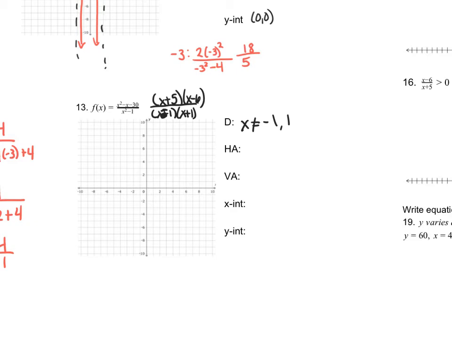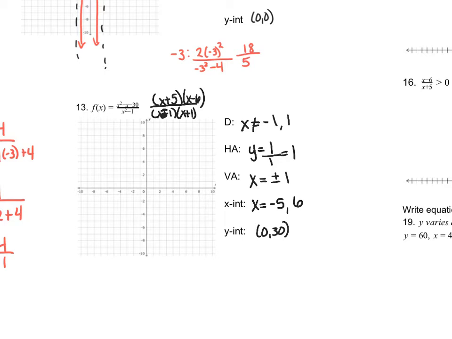All right, so my horizontal asymptote, I set the first number I see on top over the first number I see on bottom, which is 1. My vertical asymptote, x equals plus or minus 1. My x-intercept, I set the top equal to 0 and solve. I got x equals negative 5 and positive 6. For my y-intercept, it's 0, 30.